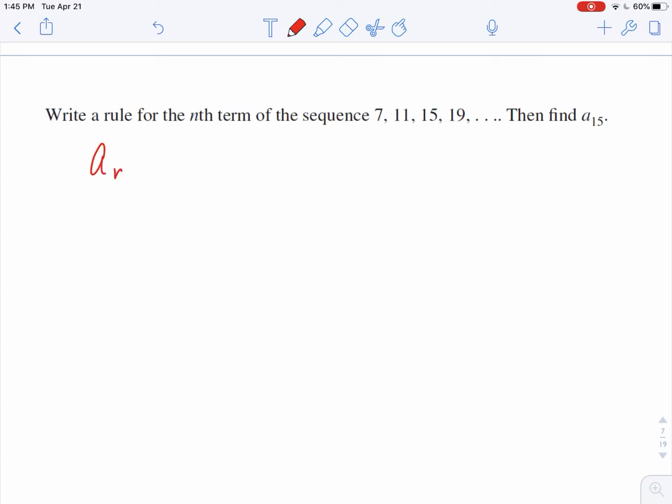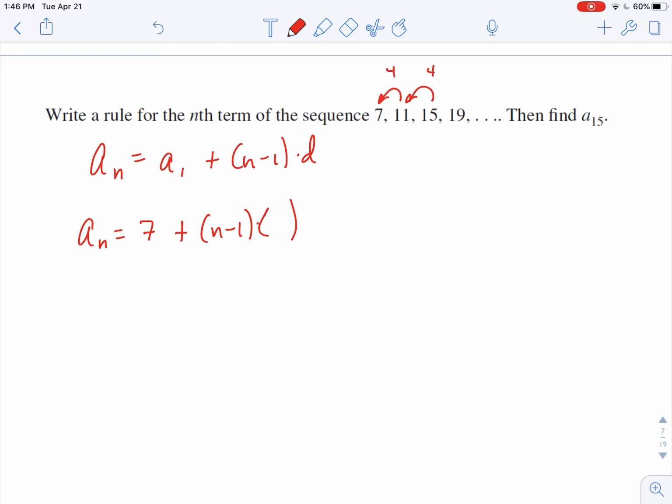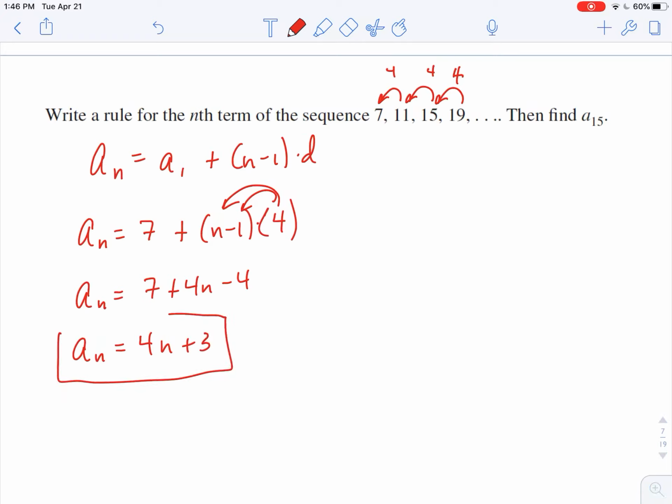So we're going to write out the nth term. A sub n is equal to a sub 1 plus n minus 1 times d. And then I'm going to rewrite it now, and I'm going to say the first term is obviously 7 plus n minus 1 times, and now I need to figure out what d is. 11 minus 7 is 4, 15 minus 11 is 4, 19 minus 15 is 4. Looks like the common difference is, of course, 4. And I'm going to distribute and clean this up a little bit. So 7 plus 4n minus 4. And then one last time, I'm going to write this out, 4n plus 3. That is the nth term.